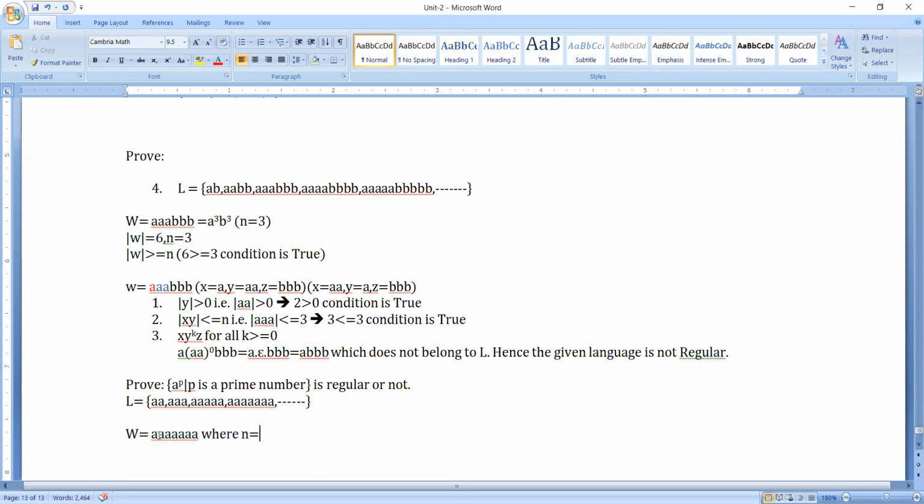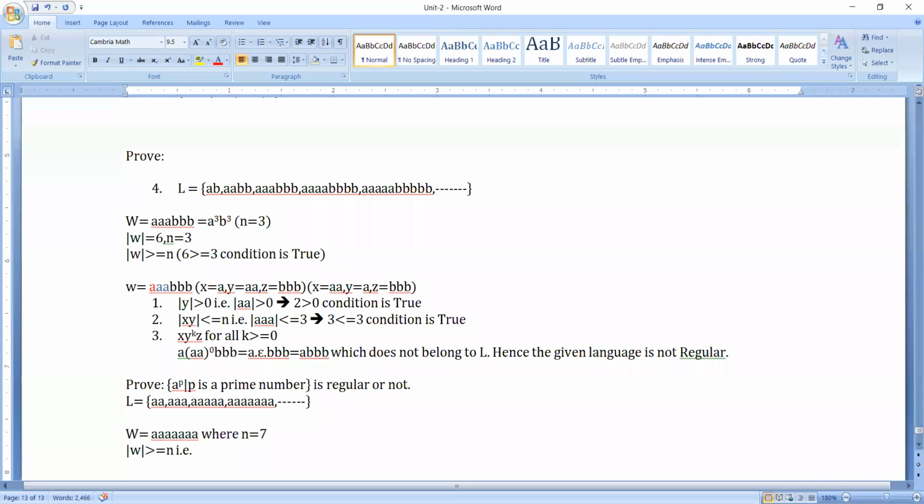Where n is equal to 1, 2, 3, 4, 5, 6, 7, because we have taken n as 7. Now, once you have taken n as 7, what do we have to do now? The first condition we need to check. Before checking the first condition, first we need to check whether we have taken a string W whose length is greater than or equal to n or not.